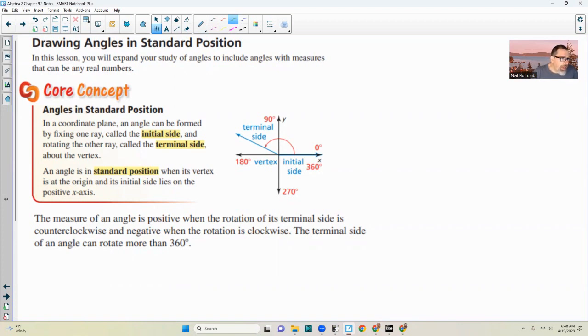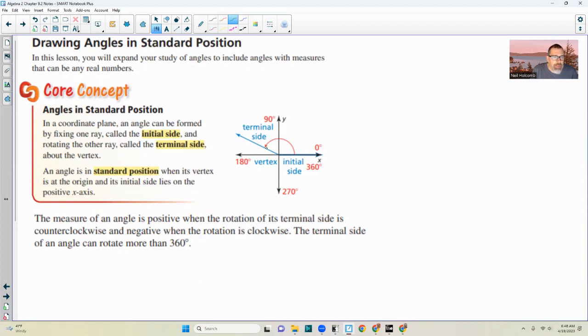Core concept, angles in standard position. In a coordinate plane, an angle can be formed by fixing one ray called the initial side and rotating the other ray called the terminal side about the vertex. Okay, so the vertex in our case is going to be at the origin. The initial side is going to be laying right on the x-axis, like it said in the prior page. And as you open this angle up and rotate it around, this angle increases in degree.